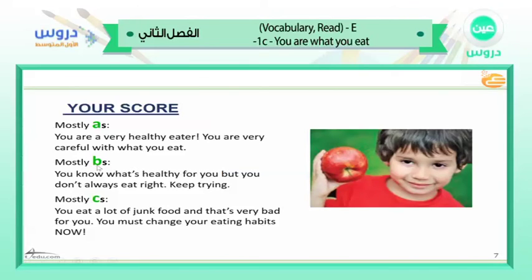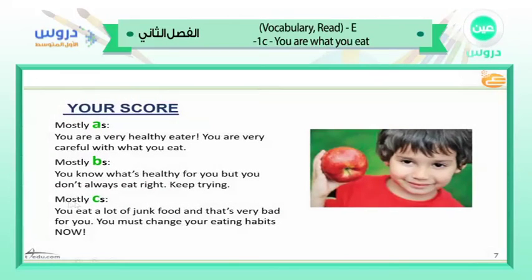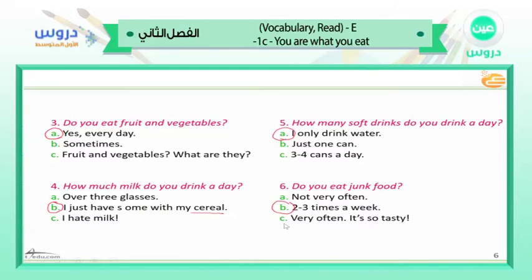I don't mean the bees that we know with the honey, that produce honey for us. No. I'm talking about the letter B. You know what's healthy for you, but you don't always eat right. Keep trying, okay? So this is B. Can you see it? Okay, mostly C's. Most of them C. You eat a lot of junk food, and that's very bad for you. You must change your eating habits now. This is C. Okay, can you see?